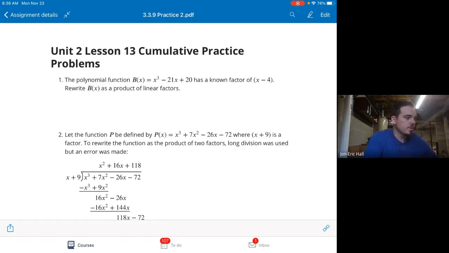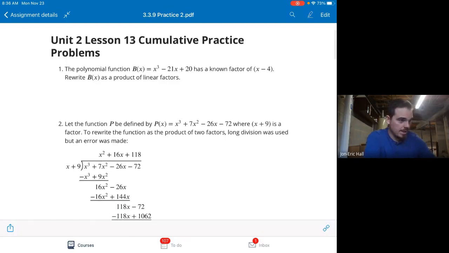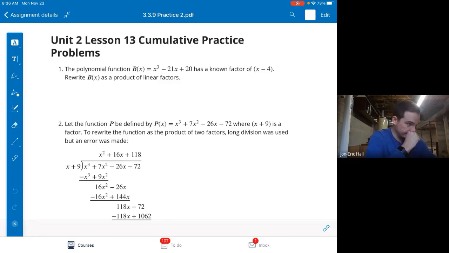All right, so Unit 2, Lesson 13 practice, or 3.9 practice. Once we're done with this, we'll put all of it together. I am going to start drawing here. It says that the polynomial function b of x equals x cubed minus 21x plus 20 has a known factor.